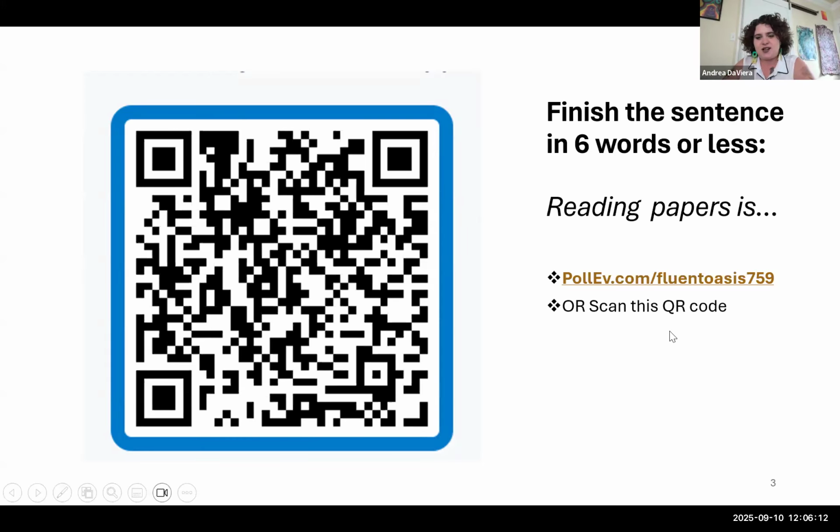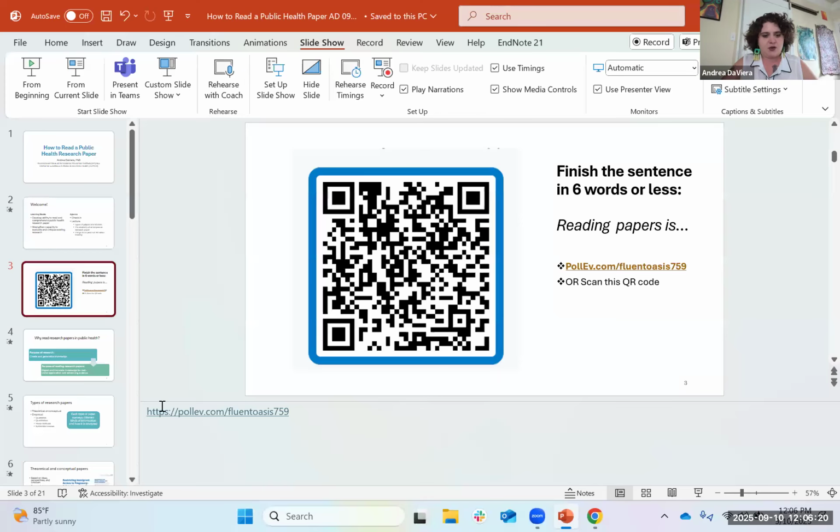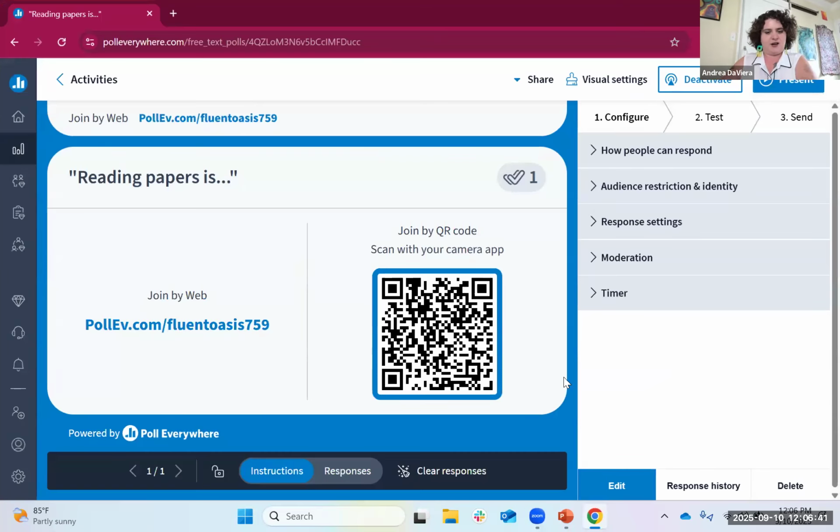So I want everyone to take a little bit of time to go to this QR code, which I'll put in the chat in just a second. You could also scan that with your phone if that's easier. But I want you to go to this poll everywhere, and I want you to finish the sentence, reading papers is, and just use 6 words or less to finish the sentence. Write anything you want. It's going to be entirely anonymous. I will jump here, and as soon as we get some more responses in, I'll share the results. And I like to do this because I think it's an easy way to start to demystify the conversation a little bit about reading research papers.